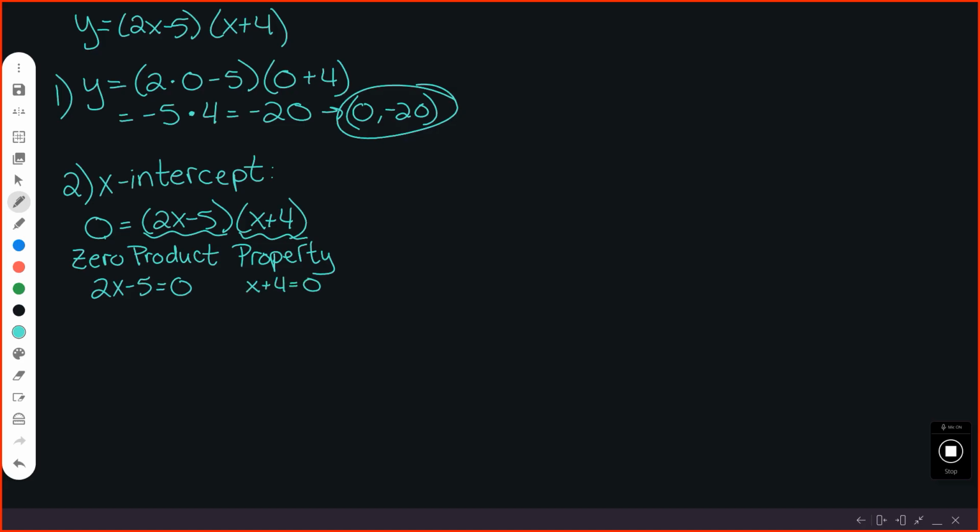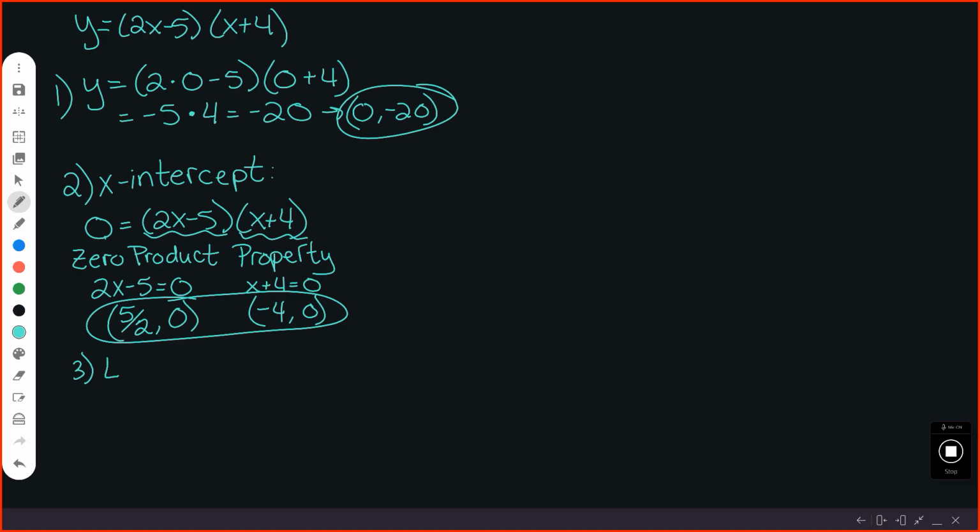And I'm not going to go through the process of solving those right now. I'm going to trust that you guys know how to do that. But you can always watch a solving video if you need help. 5/2 is my x-intercept from this one, and -4 is my x-intercept for this one. And remember, that's my x, and my y is 0. So now I have 3 points to graph.